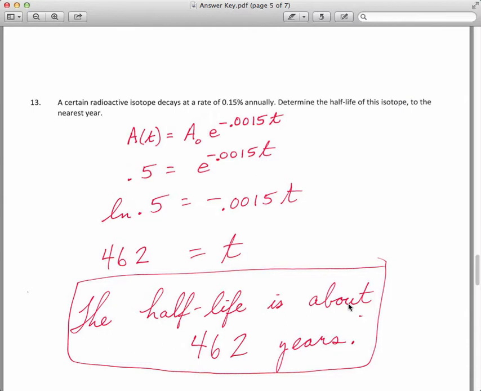So if half of it is gone, then A of t divided by A sub 0 will always be 1/2 when we're looking for the half-life. So taking the natural log of both sides and then dividing by the negative 0.0015, we come up with t to be approximately 462 years. So it takes 462 years for half of this stuff to go away. That's what the half-life actually means, the amount of time that it takes for half of something to decay.